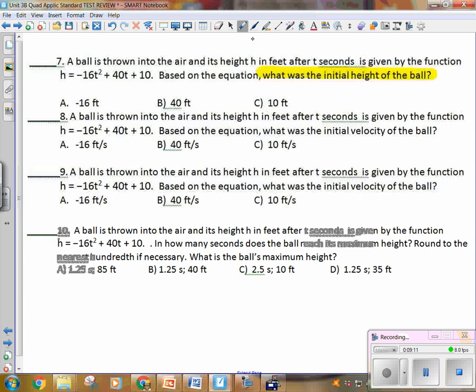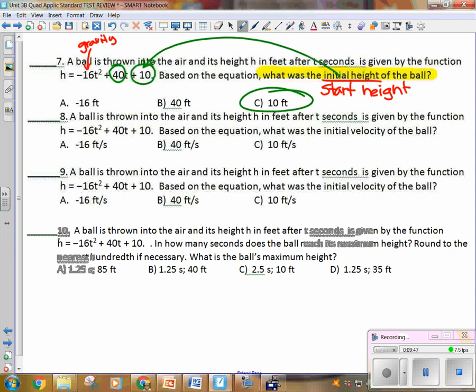Notice that I do have an equation, and it's just simply asking me, where did I start? When it says initial height, that's the same thing as the start height. And guys and girls, there's nothing to calculate. It's a recognition. These numbers in the equation mean something, okay? This number right here comes from gravity. It's not a number that you have to memorize. It'll usually be provided. But this number right here means something, and this number right here means something. Turns out this last number is your initial height. So the answer to letter number 7 is C, 10 feet.